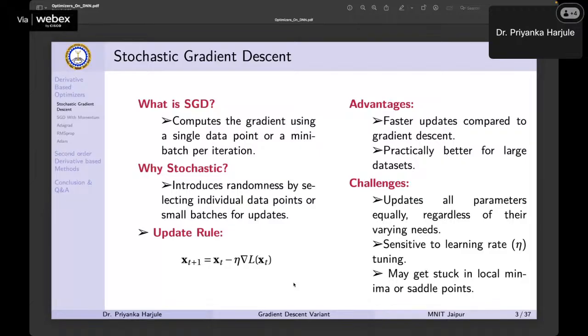Commonly, powers of 2 are used as the size of the mini batch because this choice will often provide the best efficiency on most hardware architectures. Common values are 32, 64, 128, or 256, depending on how many samples you actually have.